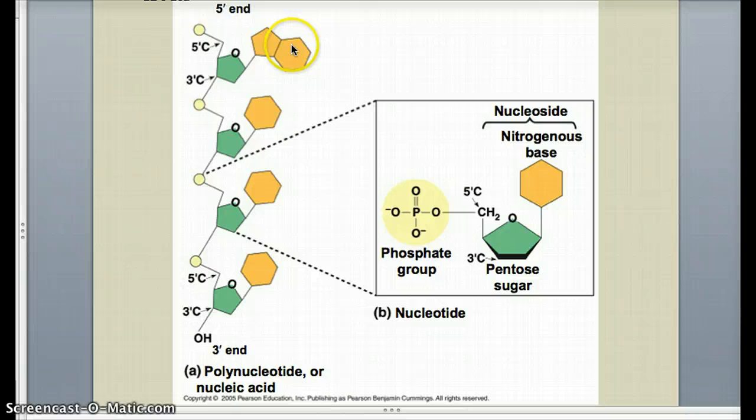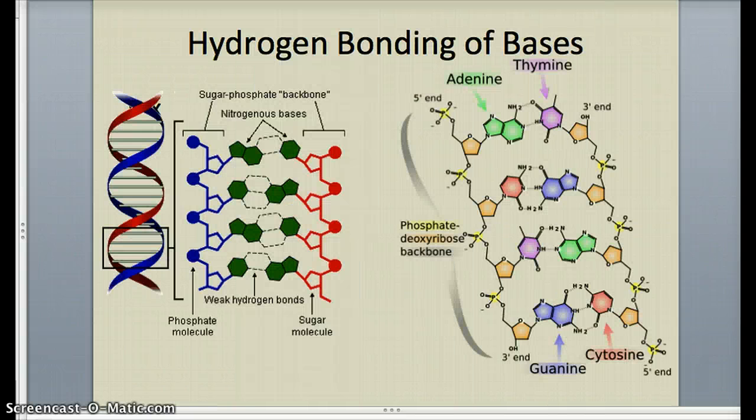But for now, the important thing to notice is that we have a backbone with these nitrogenous bases, and each gene has a unique sequence of nitrogenous bases that specify what the amino acid sequence is in the protein that will be made from that gene. Now, you have all heard about the famous double helix that is formed by DNA. But what does that mean?